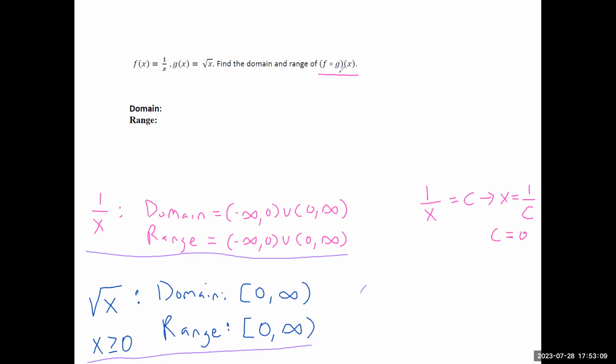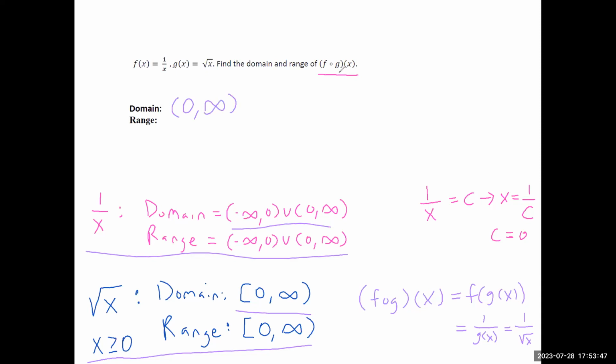So our composed function, f of g of x, is going to be given by, where the rule for f is 1 over what we're plugging into f, which is g of x in this case. And then the rule for g is square root of x. So this composed function has the rule 1 over square root of x. So we can't plug in values that are equal to 0, and also can't plug in values that are strictly less than 0. So that makes our domain open parenthesis 0 to infinity.